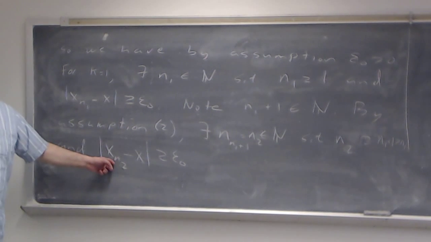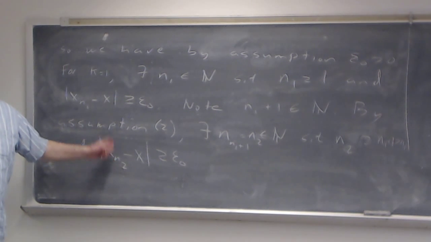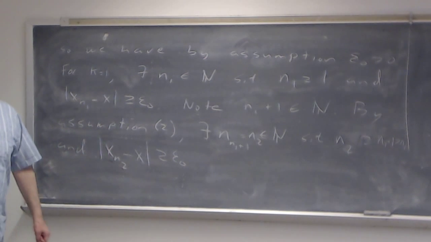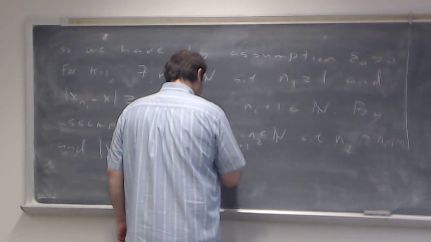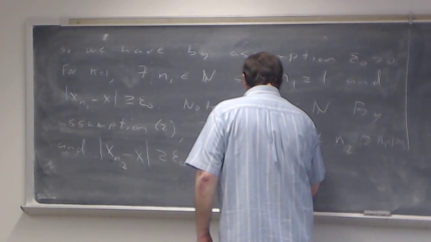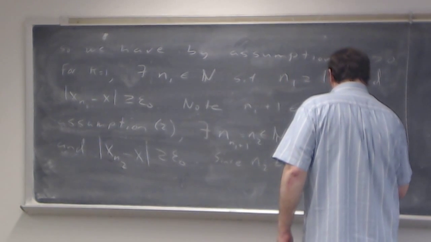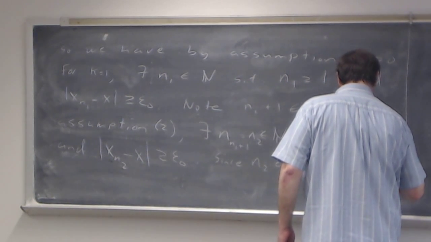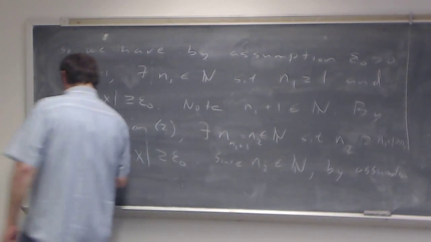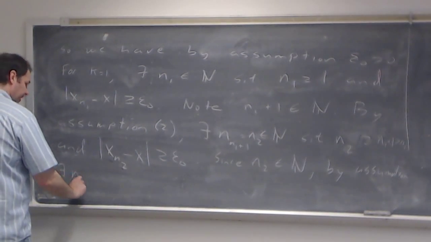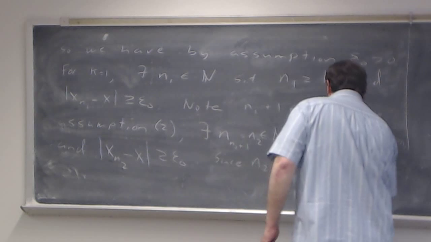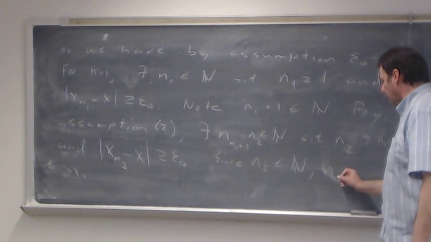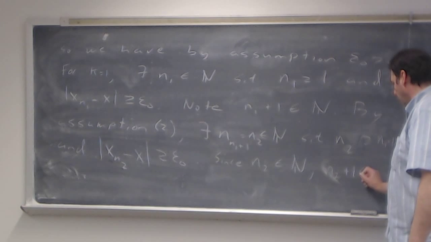So this is my next term from my sequence that I'm using to develop my subsequence. I've got x of n sub 1, that's the first. I've got x of n sub 2, that's my second. Well, I'm going to do the same process. So since n sub 2 is an element of natural numbers, by assumption, I'm talking about property 2. I want to do the exact same thing. So n sub 2 is a natural number, so n sub 2 plus 1 is a natural number.